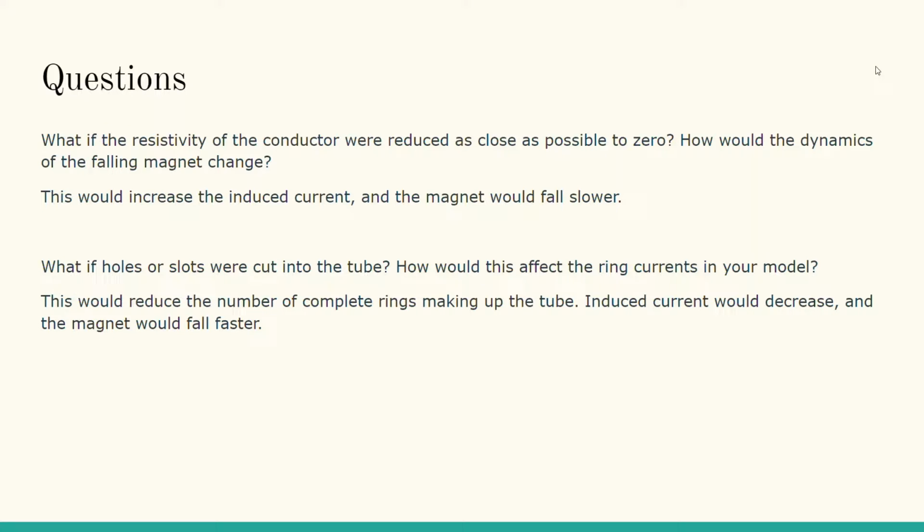Finally, the concluding questions. The first one is, what if the resistivity of the conductor were reduced as close as possible to 0? How would the dynamics of the falling magnet change? So this would increase the induced current, and the magnet would fall slower.